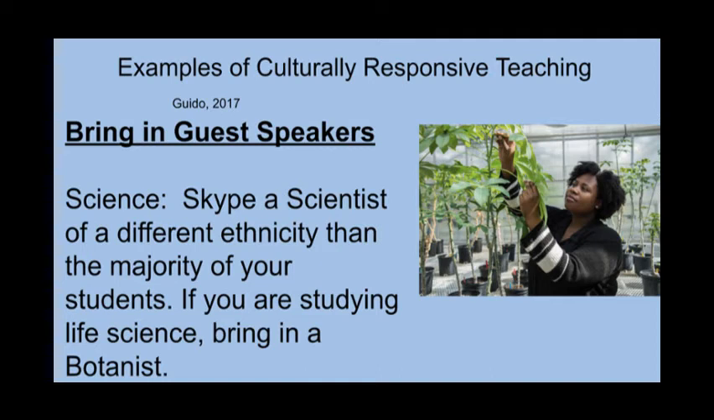And there are all different generations, different ethnicities, different cultures, and just inviting somebody that may be different from your students would also build empathy and rapport. And if they're looking for a science career, they know that there is somebody that they can look up to and be a role model.